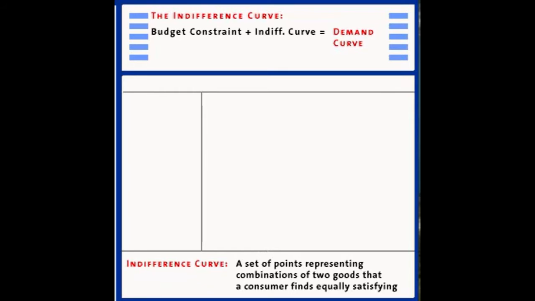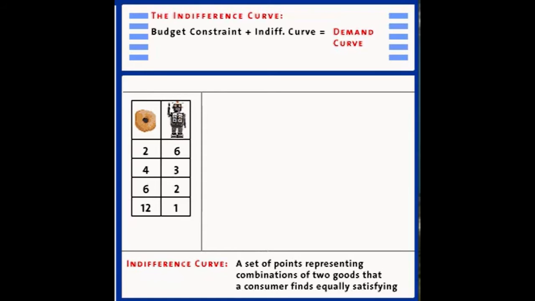Suppose we have a consumer named Chris, and we quiz Chris about toys and snacks, and he provides us with this list. This list tells us that Chris would just as soon have 2 toys and 6 snacks as 12 toys and 1 snack, or 4 toys and 3 snacks, or 6 toys and 2. All of the combinations represented on this table provide Chris with an equal amount of satisfaction. That is, Chris is indifferent among each of these alternatives. He'd just as soon have this one as this one or this one.